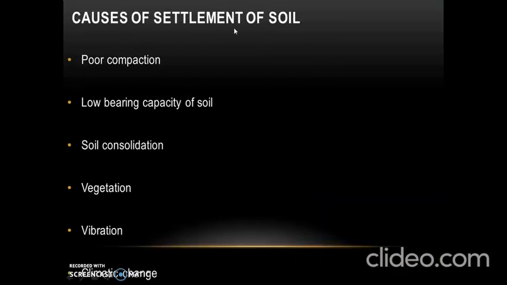There are various causes of settlement. First one is poor compaction, second is low bearing capacity of soil, third one is due to consolidation also there is settlement being observed, and due to presence of vegetation, vibration, and also climatic change would result into settlement of the soil.